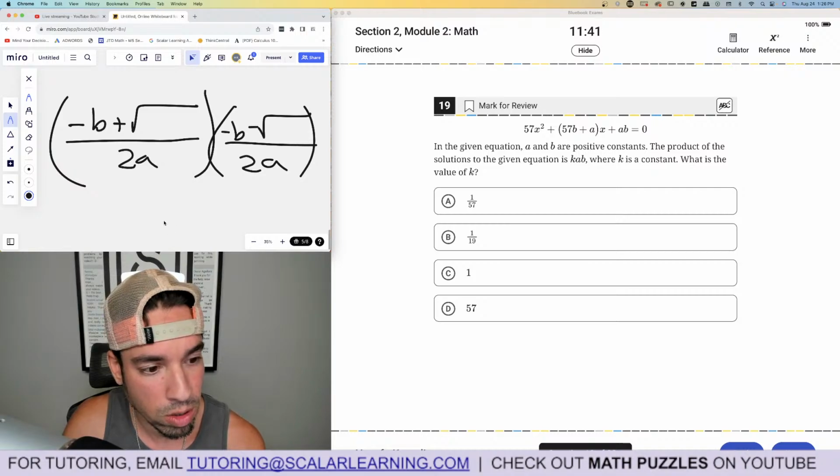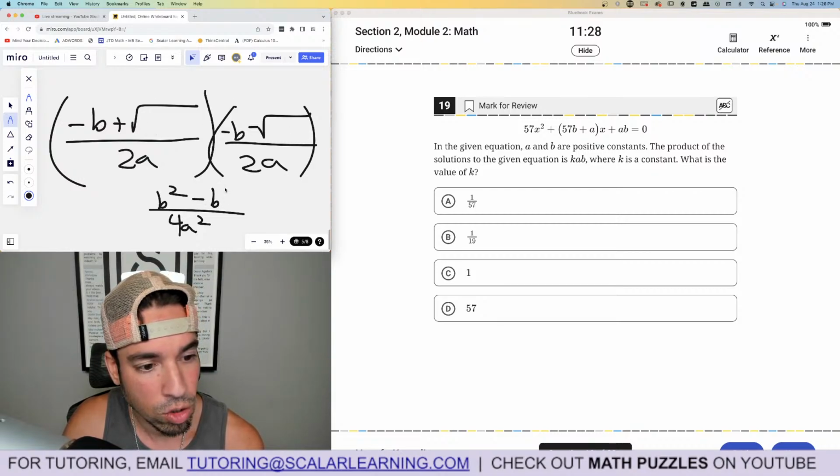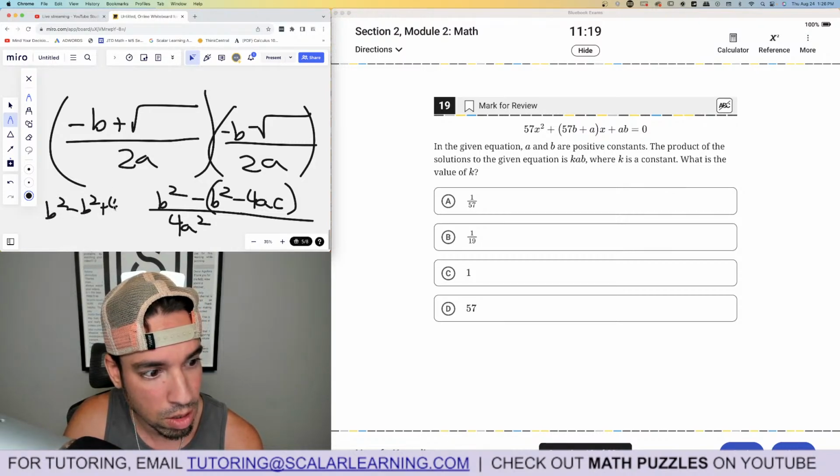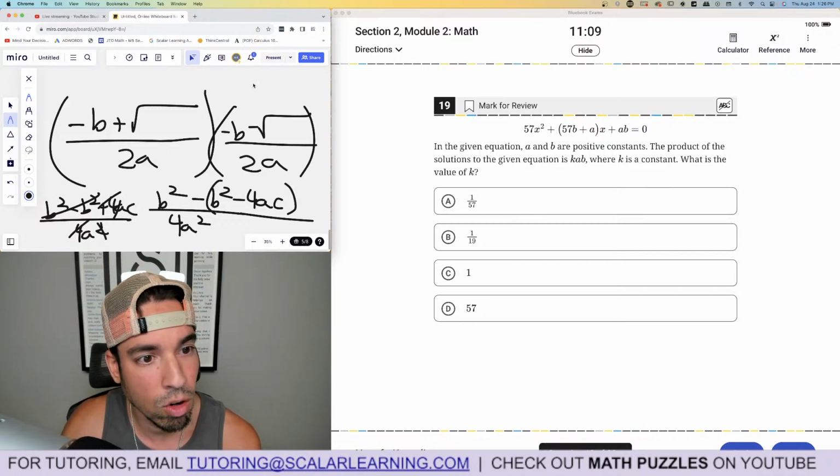And I can FOIL this. So I get 4a squared on the bottom. And then I get b squared. And then it's a difference of squares, right? That and that, those will cancel out. And then it's minus b squared minus 4ac. But this is all in parentheses. So then I distribute the negative. And I get b squared minus b squared plus 4ac all over 4a squared. Yes, it worked. And then cross off the 4, cross off one of the a's. It is c over a.